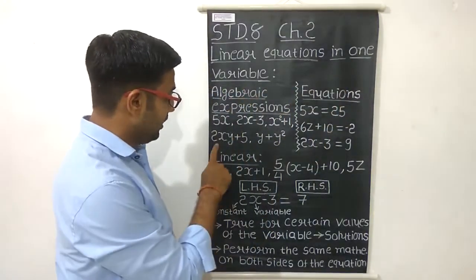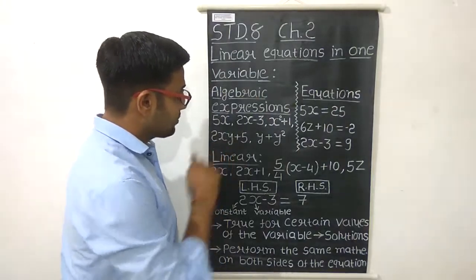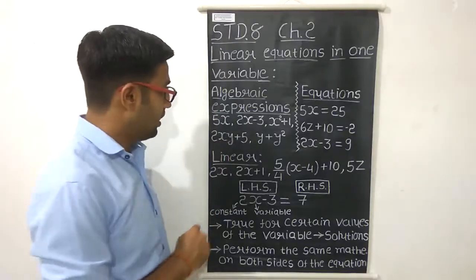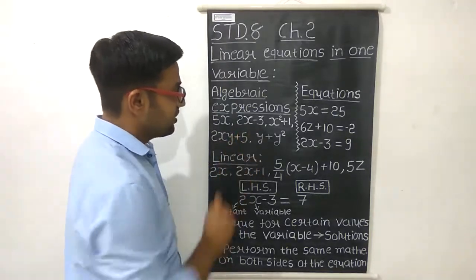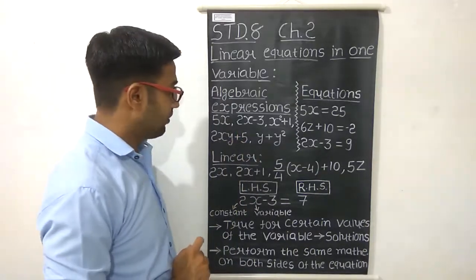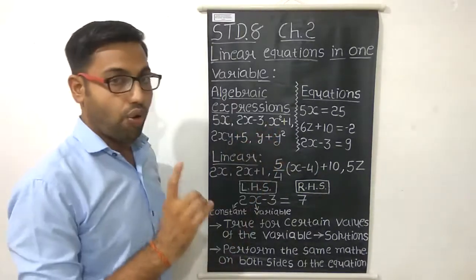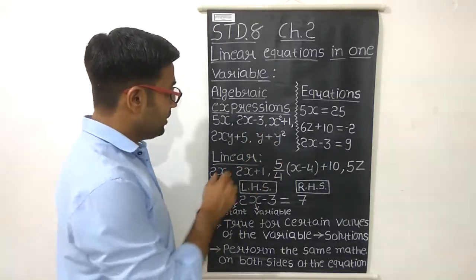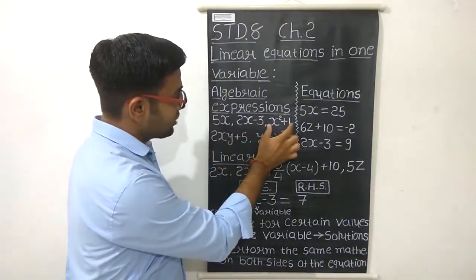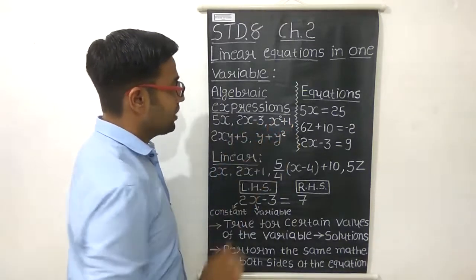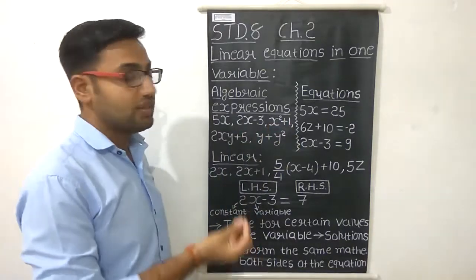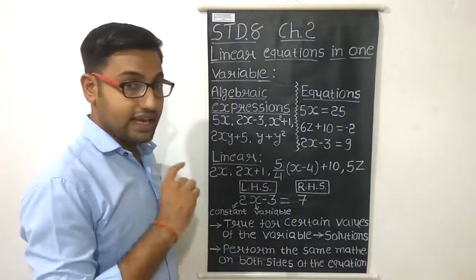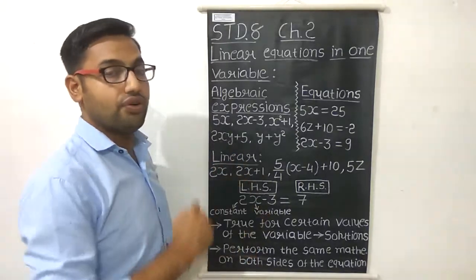Among the expressions, you can notice that in 2xy plus 5 there are two variables, x and y, while in 2x minus 3 only one variable is there. Also in x square plus 1 only one variable is there, and in y plus y square only one variable is there. So all of these, 2x minus 3, x square plus 1 and y plus y square, are expressions with one variable, while 2xy plus 5 is an expression with two different variables.